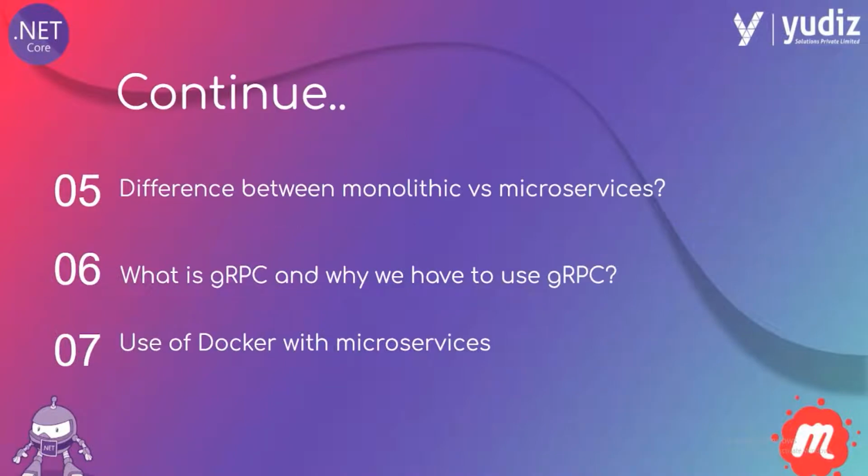Afterwards, the second part will be covered by Pradeep Kumar Yadav. He is also working as a .NET developer in Yudiz solution. These are the 3 points that Pradeep will cover. First will be the difference between monolithic versus microservices. Second, what is gRPC and why we have to use gRPC. And third, at the end, we will cover the use of Docker with microservices.